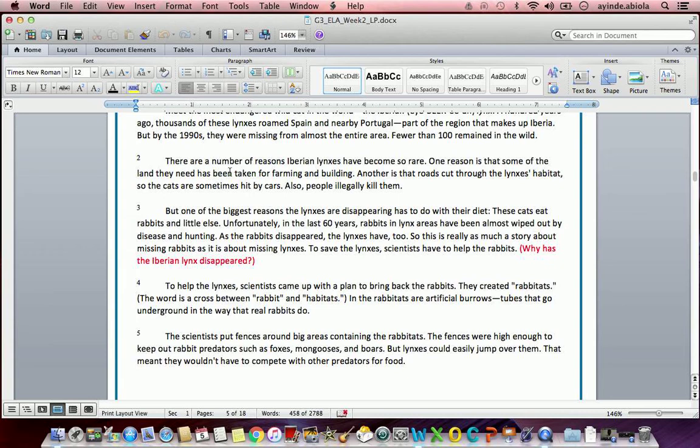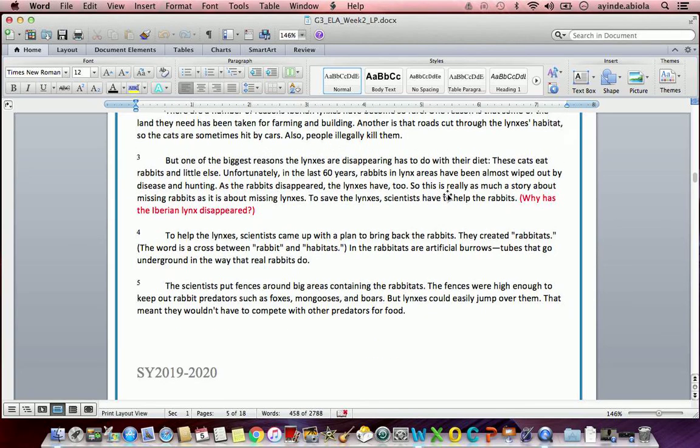There are a number of reasons Iberian lynxes have become so rare. One reason is that some of the land they need has been taken for farming and building. Another is that roads cut through the lynx's habitat, so the cats are sometimes hit by cars. Also, people illegally kill them.